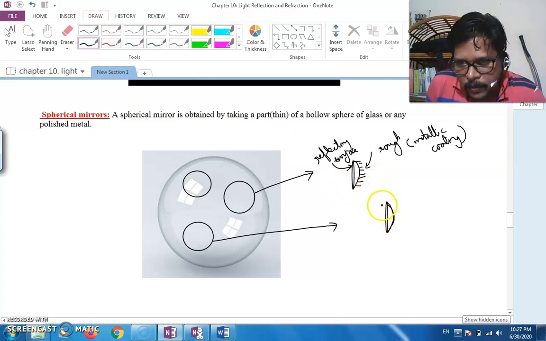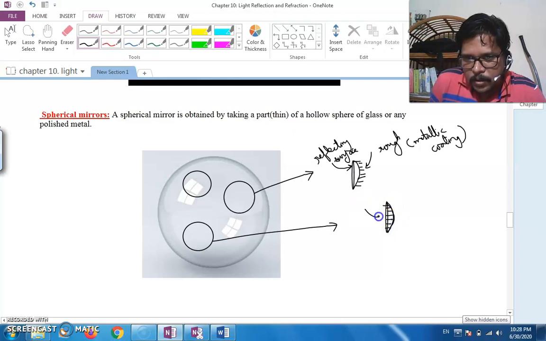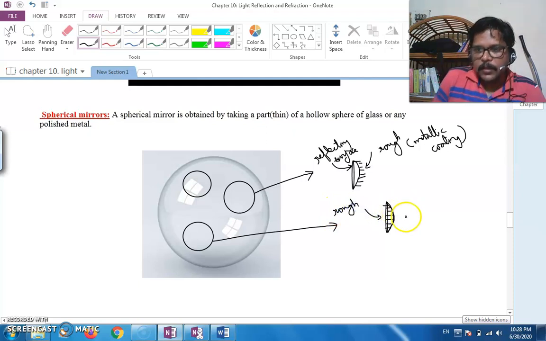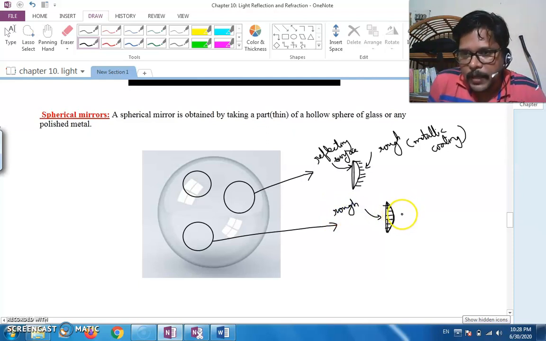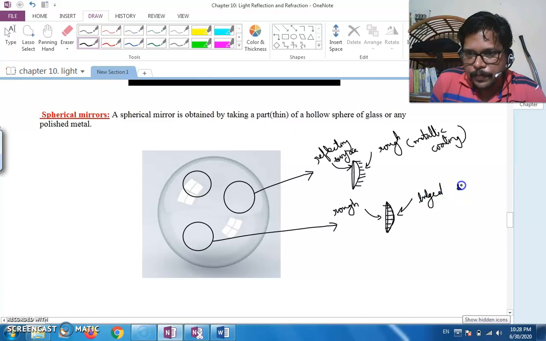Now I have another one. I'm going to paint the metallic coating inside the hollow surface. Now this hollow surface becomes the rough one, covered with the metallic coating as well as some paint. Now this bulged surface will be the reflecting surface.